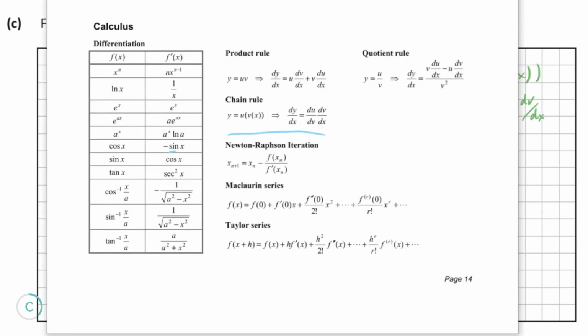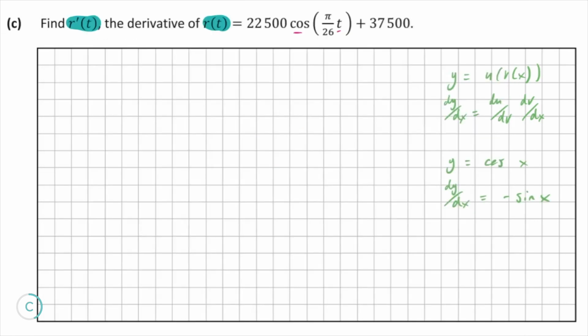So that's just minus sine here. And that's the kind of thing you will know just after a while, but it's in the log tables if you need to have a look. So given all of that, we can now find r dash t.